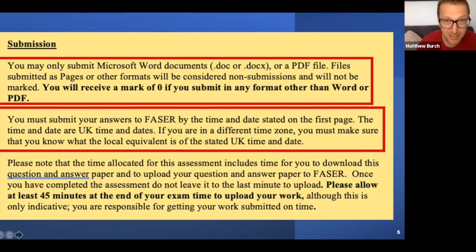So this is from the actual exam. It'll tell you when to submit the document to Phaser. And they also say, please allow at least 45 minutes at the end of your exam to upload your work. And that's a good idea. Try to finish this thing well in advance of the actual due date, so there's no technological problem that makes it impossible for you to submit your work on time. Okay, we don't want to run into that for no reason.